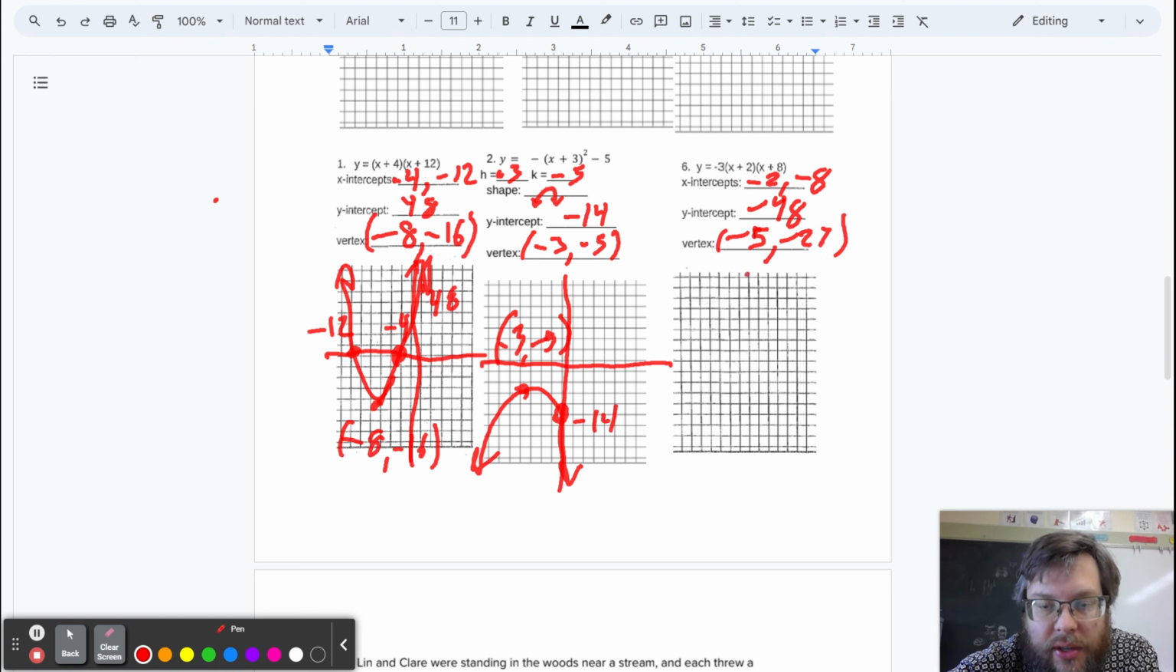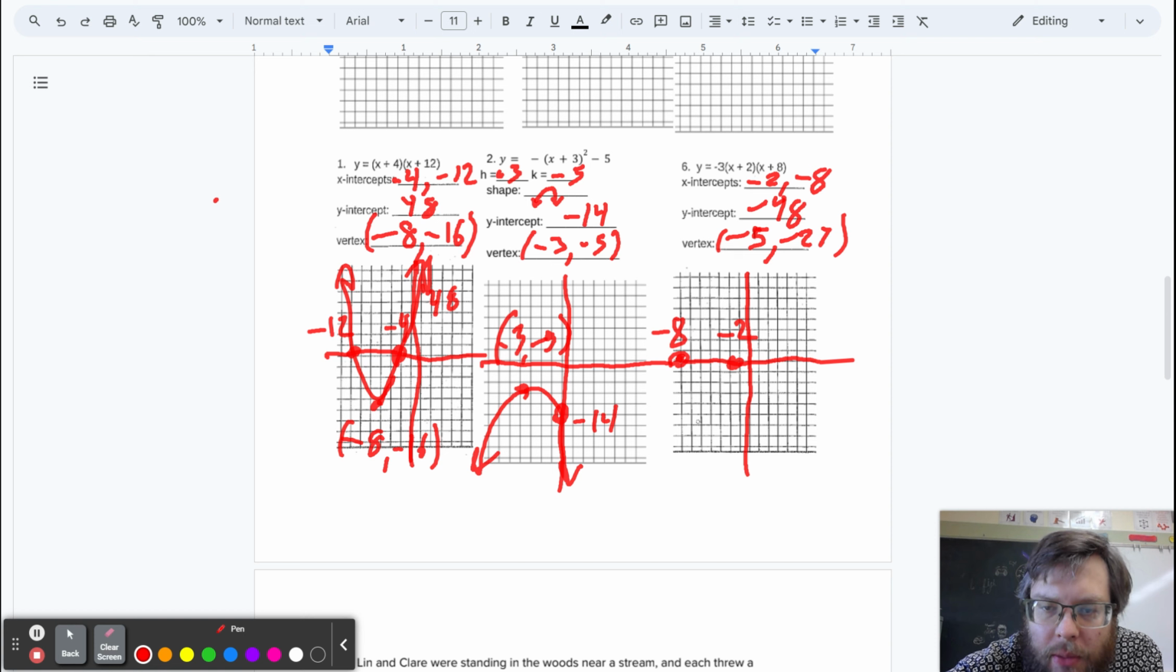You can use your calculator for that because you're not trying to do a speedrun YouTube video. So there's negative 2. There's negative 8. Let's see here. Negative 5 and negative 27.